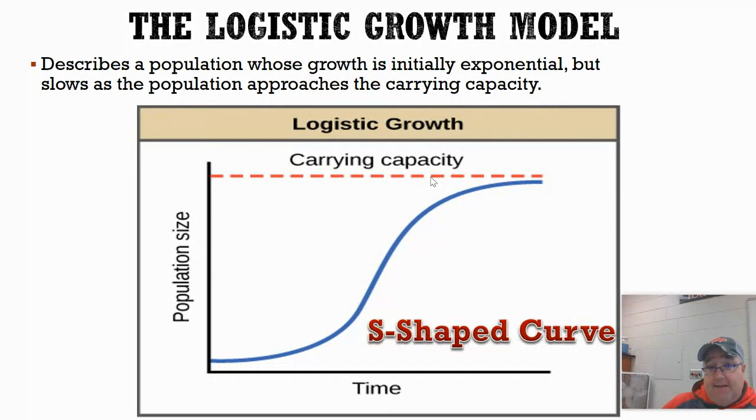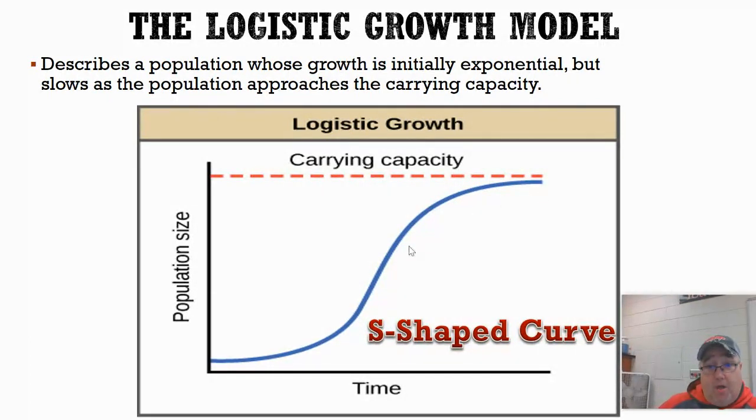Remember, carrying capacity is a limitation on how many organisms of that species can live in that area. So carrying capacity is a sum of all these limiting factors that are putting pressure on the population. What you end up getting here is a little bit of exponential growth at the beginning, but eventually that exponential growth hits a point where it starts to slow down. And the closer it gets to that carrying capacity line, the more growth is going to be inhibited.